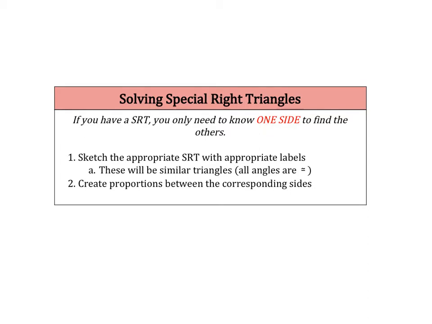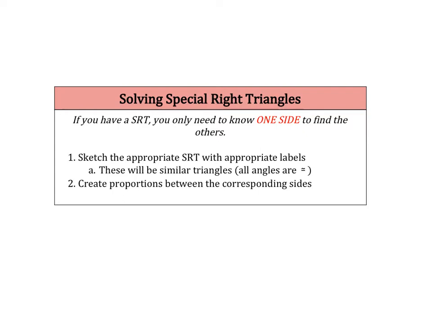When we were using Pythagorean theorem with other right triangles, you had to know two of the sides to find the missing one. Here, you only need to know one side, and you can find the other two using our ratio. Here's how you do it. If you're given a picture of a special right triangle, you're going to sketch a matching picture, either a 30, 60, 90 or a 45, 45, 90, and you're going to try to make it look exactly like the triangle you're given, except we're going to use the labels.